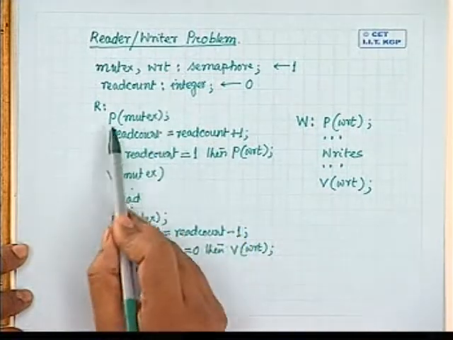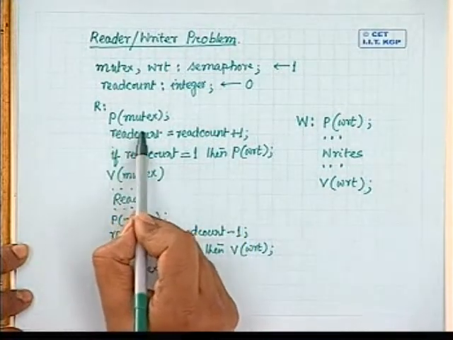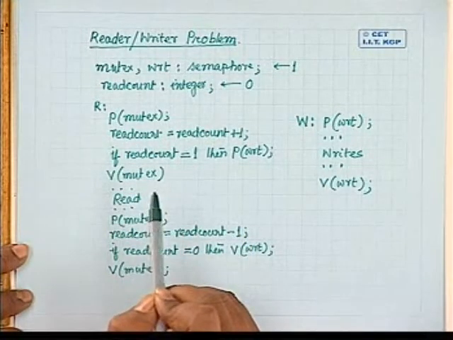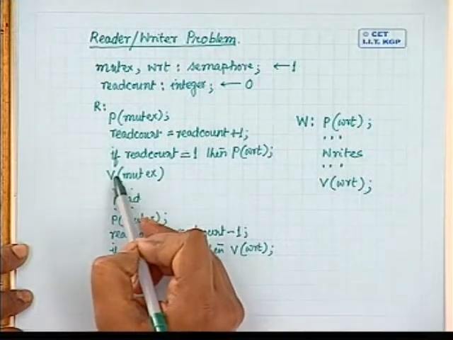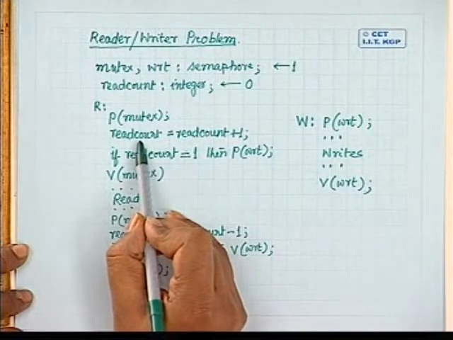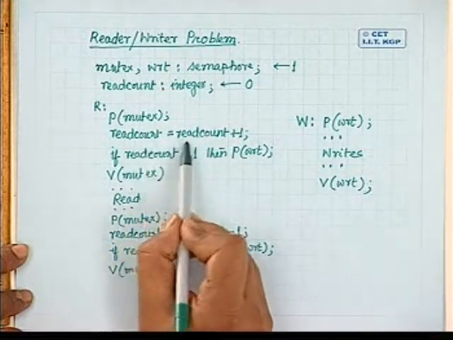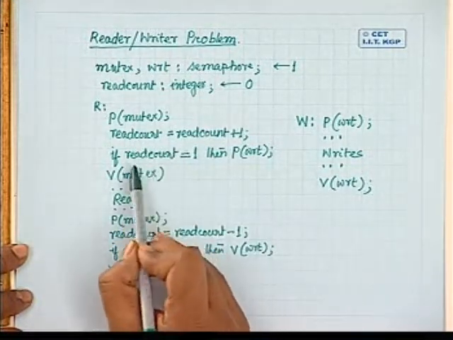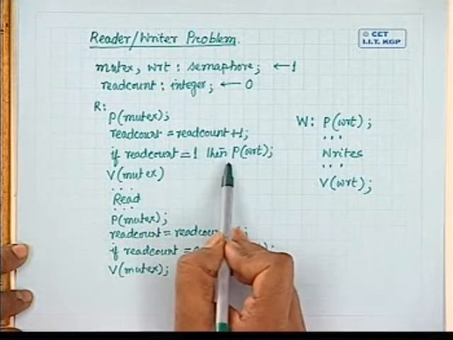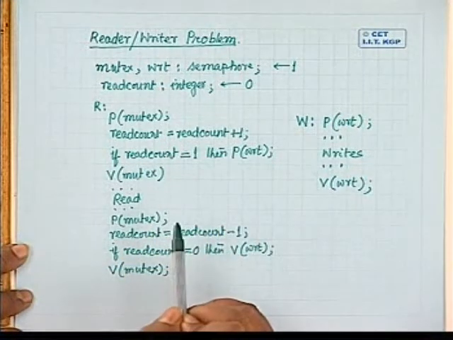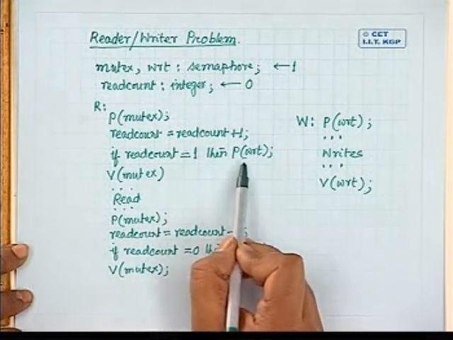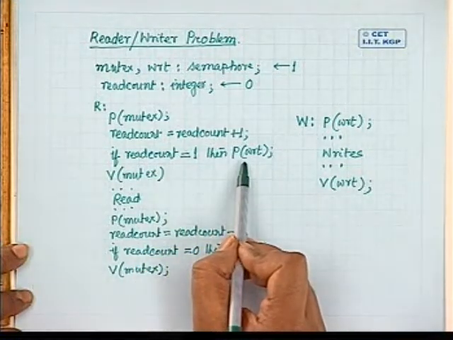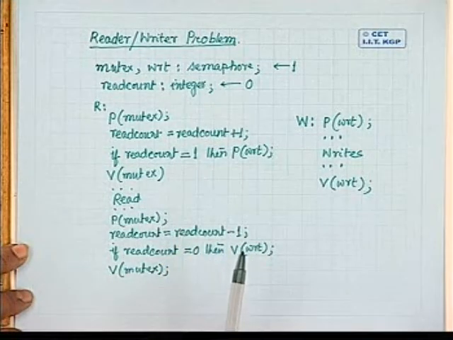Okay. So reader process first performs p mutex operation. Then within this p mutex v mutex pair, a reader process modifies or increments the value of read count. Then if read count equal to 1, then the reader process will perform p write operation. If the read count is not 1, then this p write operation will not be performed. What is the significance of this?